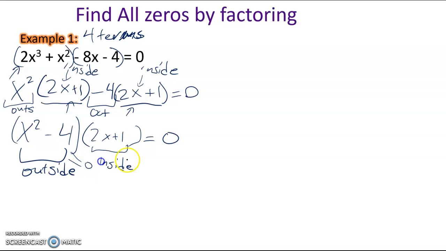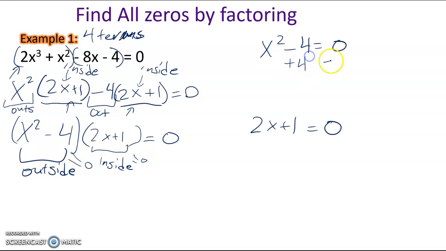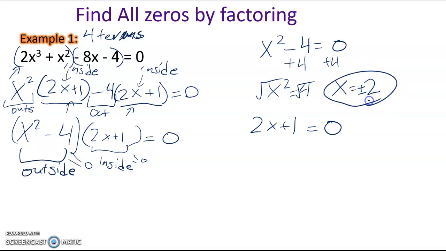Let's set all these equal to 0. We set x squared minus 4 equal to 0, and then 2x plus 1 equal to 0. If we solve the first one, we add the 4 to both sides and get x squared equals 4. Square root both sides, and you get x is equal to not just positive 2, but plus and minus 2.